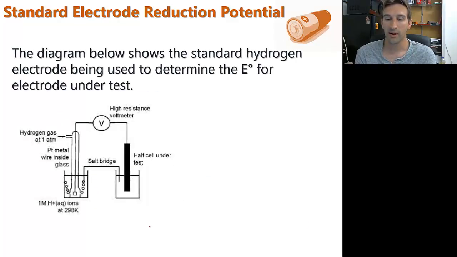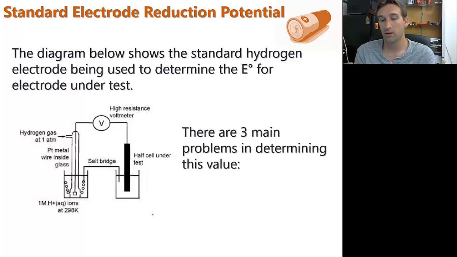So take a peek here, and we have this diagram, and it's illustrating our standard hydrogen electrode. So we have our half cell on the right. It could be anything, again, magnesium, lithium, whatever. And then on the left side, we have our hydrogen gas half cell.